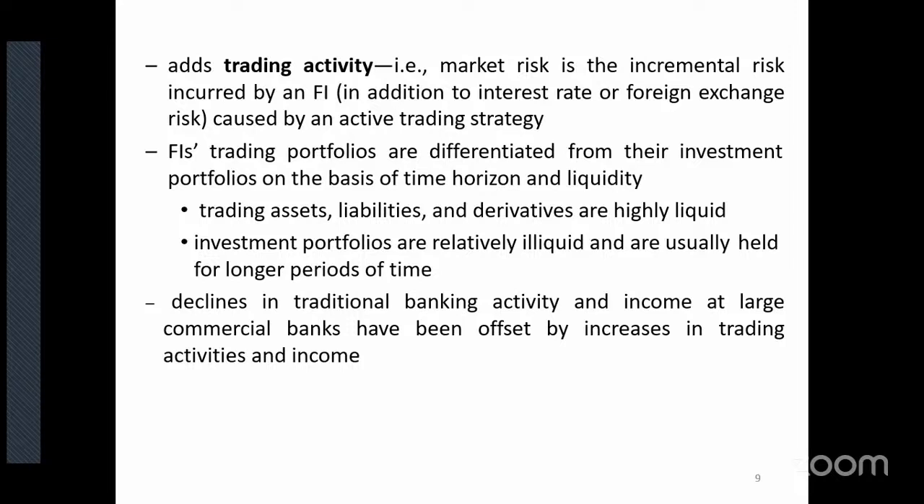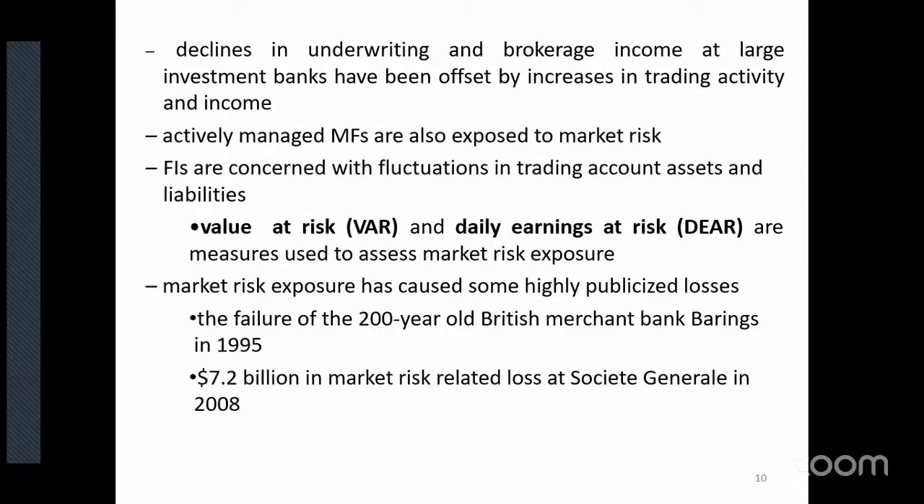Declines in traditional banking activity and income at large commercial banks have been offset by increases in trading activities and income. Declines in underwriting and brokerage income at large investment banks have been offset by increases in trading activity and income. Earlier, investment banks or merchant banks received a big amount of income by providing traditional services like underwriting and brokerage, right? But nowadays, they focus their business on trading of assets and liabilities, trading of stocks, rather than working for commission. They are working seriously on making profit by trading securities in the market.